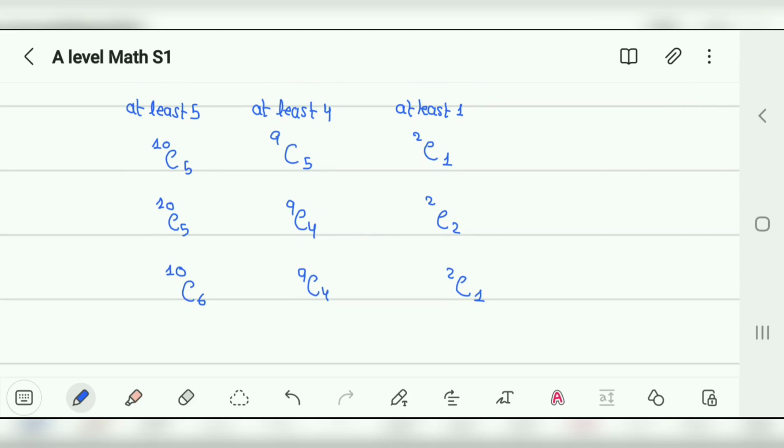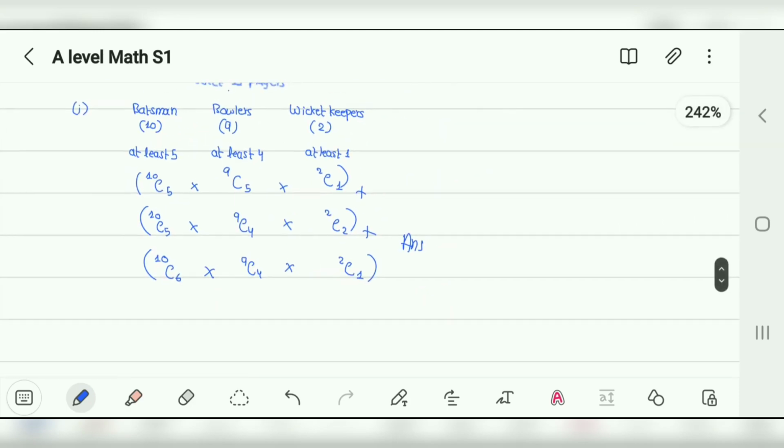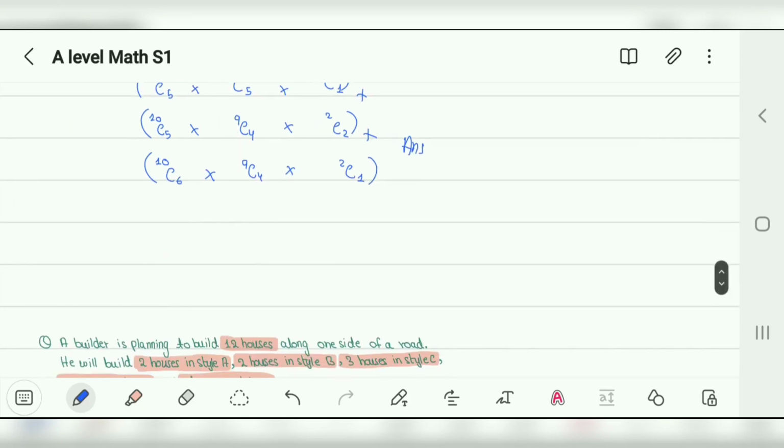Okay, and let's see if there are any more possibilities. So we have 5, 4, and 2, then 5, 5, 1, and 6, 4, 1. Okay, so there are no more possibilities, and I think this is the answer for part 1. Part 1 is done, and now let's move on to part 2.